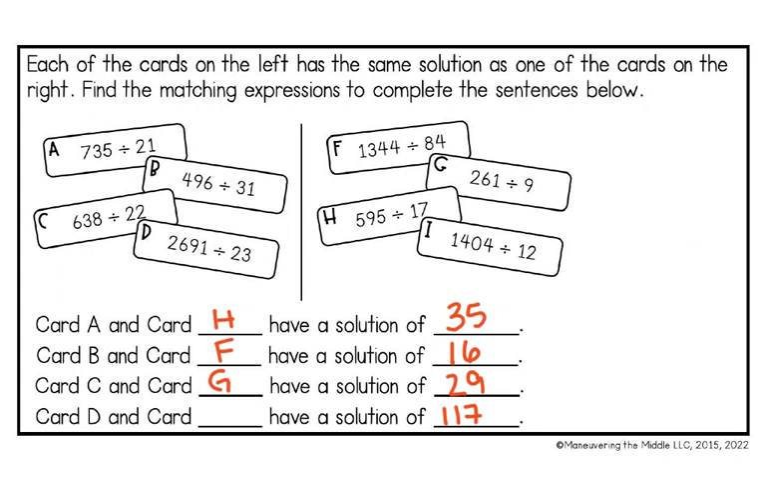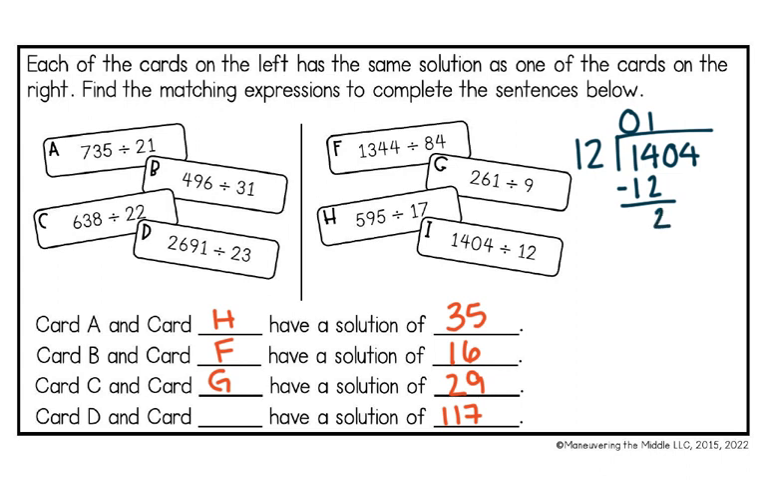All right, last card. Card I. We have 1,404 divided by 12. 12 goes on the outside. 1,404 goes on the inside. 12 can't go into 1, so I'm going to put a 0. 12 can go into 14 one time. 1 times 12 is 12. I'm going to go ahead and subtract.